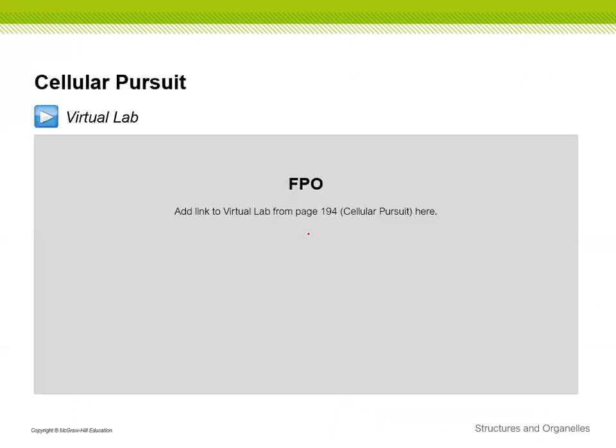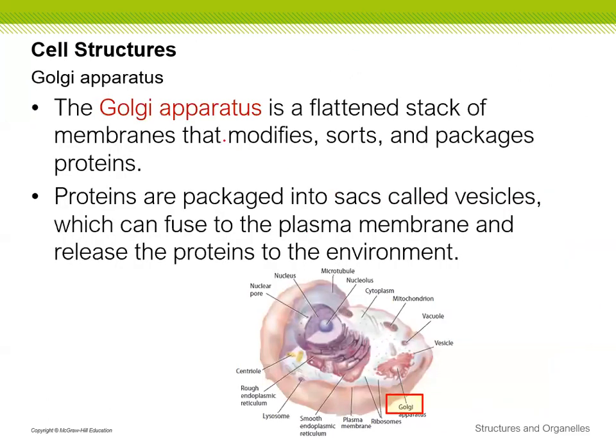Okay, so we have the Golgi apparatus. Like I said, I know there's a lot here, guys. So this is a flattened stack of membranes that sorts, modifies, and packages proteins. You don't really need to know that. What you do need to know is how does it package this stuff? Well, the proteins are put into sacs that we call vesicles, and then they get released into the environment.